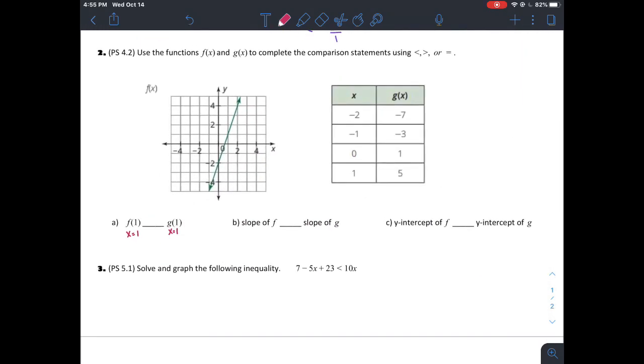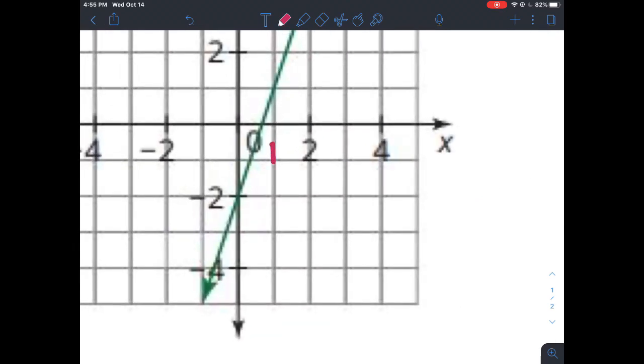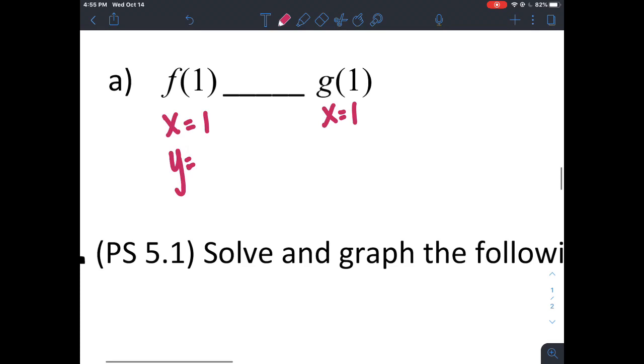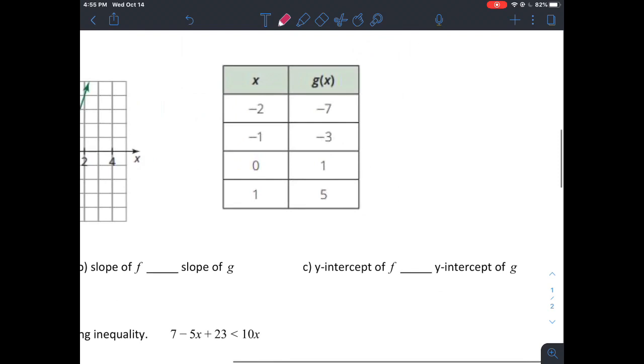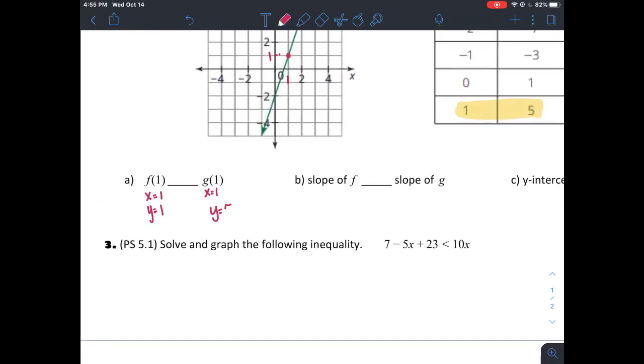And this time we have a graph and a table. So the graph is f of x. So this is 1 right here. What does y equal? Well, y equals 1 as well. Okay, so when x equals 1, y also equals 1. And then for g of 1, we'll go to the table. When x equals 1, what does y equal? It equals 5. So 5 is greater than 1.